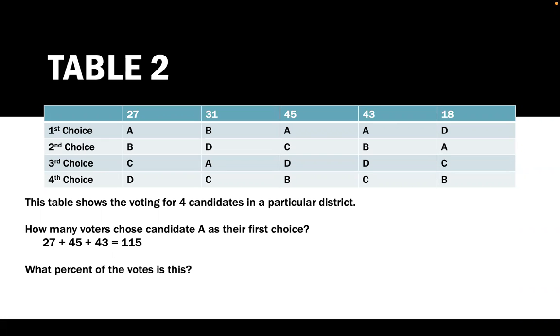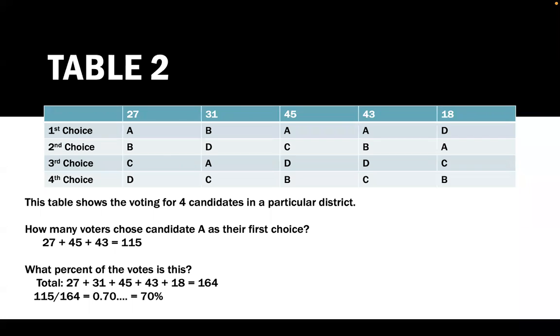Well, what percent of the votes is this? Because maybe somebody says, is that a majority? Majority is more than 50%. So let's look at it. To find the percent of votes, we first need to find the total. So if I add them all together, 27 plus 31 plus 45 plus 43 plus 18 gives me 164.